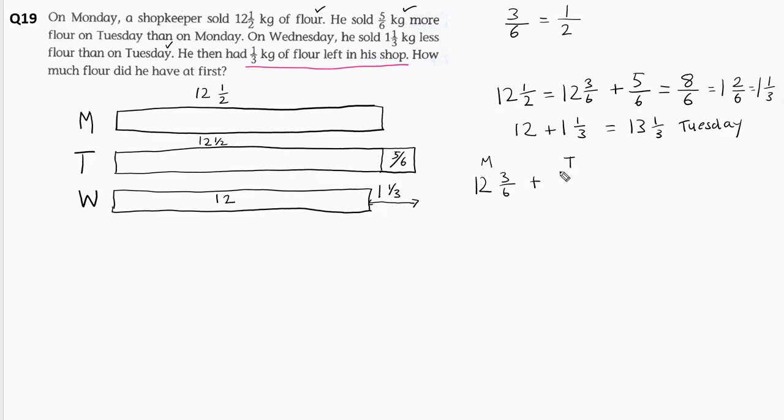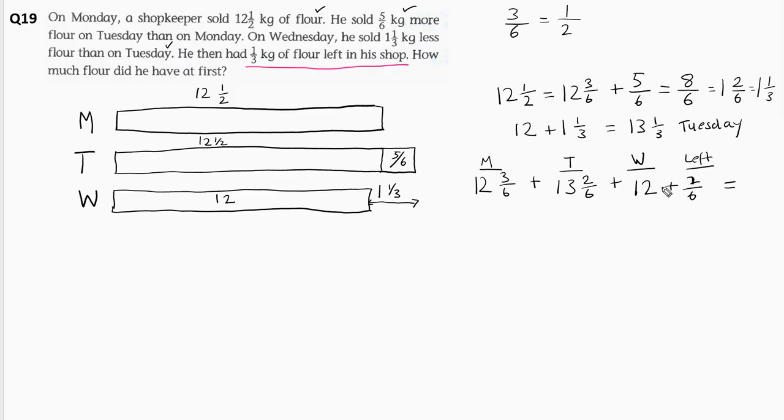Plus, what's the amount for Tuesday? That's 13 and a third, which is 13 and 2/6. So that's 13 and 2/6. And add to Wednesday. What's Wednesday? Wednesday was 12. Okay. And we've got to add this third that was left. All right. So what was left is 1/3, but we've converted to sixths. So I need to change that to 2/6. Okay. And then we need to know what that all adds up to.